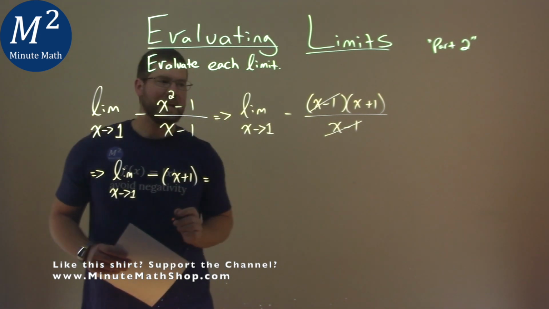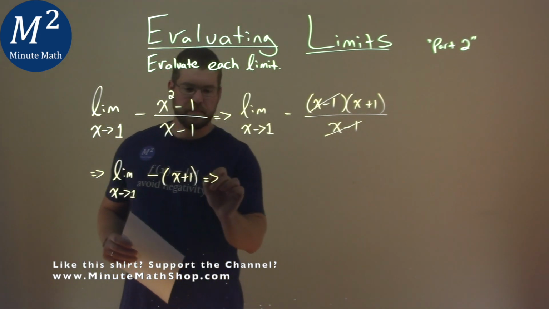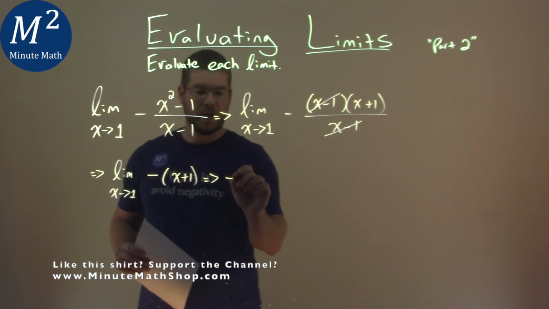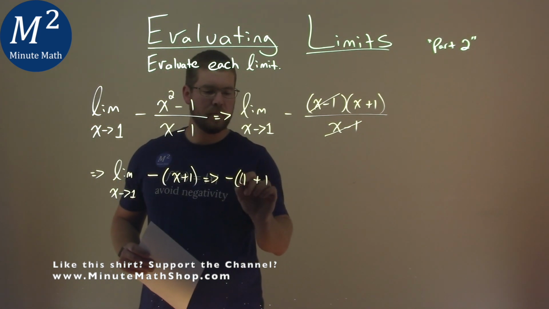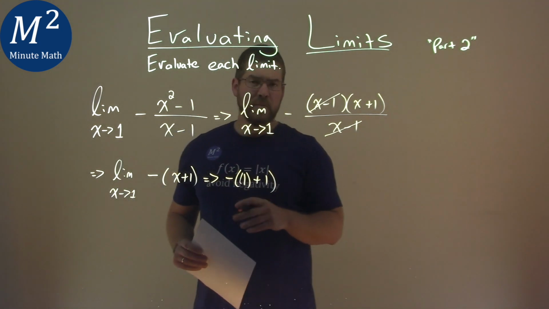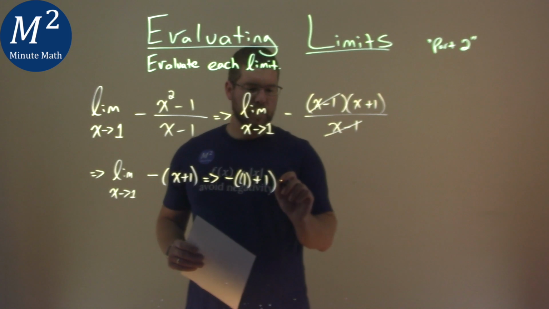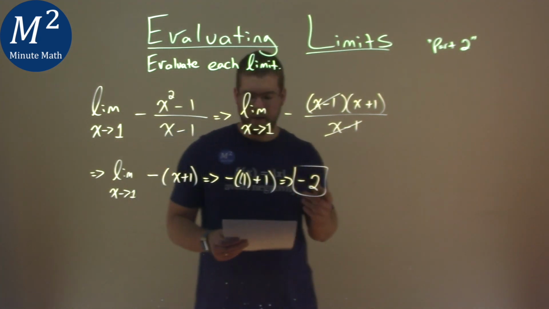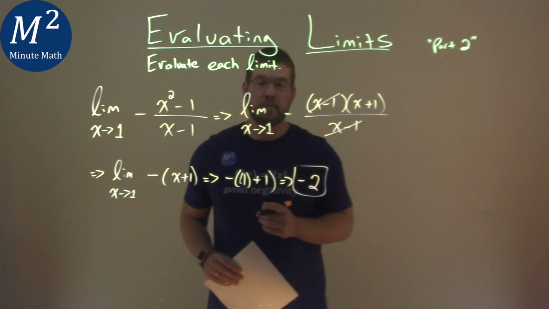It's at this point we can take the limit. So if we take the limit, we can put the 1 in for the x, and we have a negative 1 plus 1. And if you want to put a parenthesis to show you substituted it in. And then we keep simplifying, really. 1 plus 1 is a 2. Your negative is out front. And so our limit here and final answer is just a negative 2.